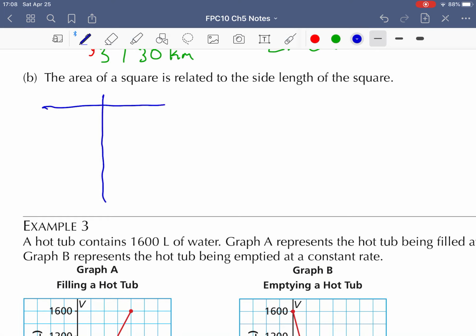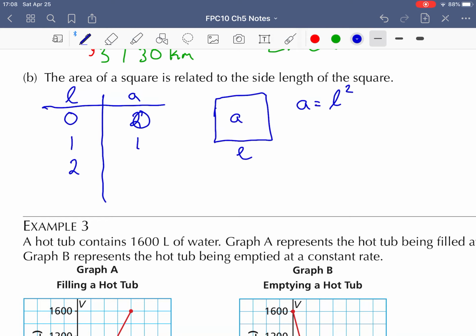So here we have the side length of a square, and here we have the area. So here's our square. We have our area. We have our length. Our area is equal to the length squared. So if we have a length of 0, we have an area of 0. If we have a length of 1, our area is 1 times 1, or 1. If we have a length of 2, our area is 2 times 2 is 4. If we have a length of 3, our area is 3 times 3 is 9.